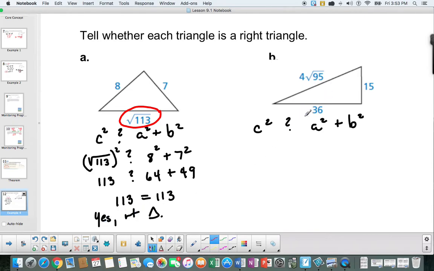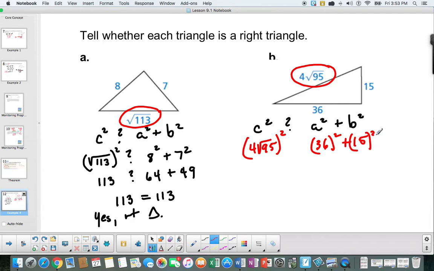Now over here, I've started the problem, and I have to decide which is the biggest number. If you put this in the calculator, you're going to find that's the biggest number. So I'm going to write 4 root 95 squared, and then 36 squared plus 15 squared. Remember, square means you can write it out twice. So this is 4 root 95 times 4 root 95. I'm just going to add up the other side very quickly, and I'm getting 1521.